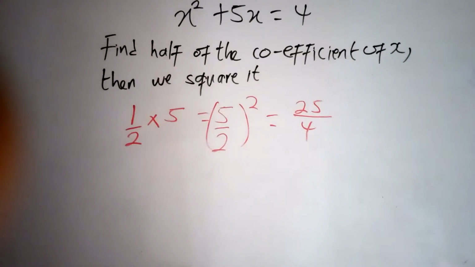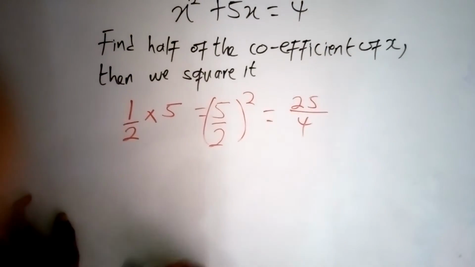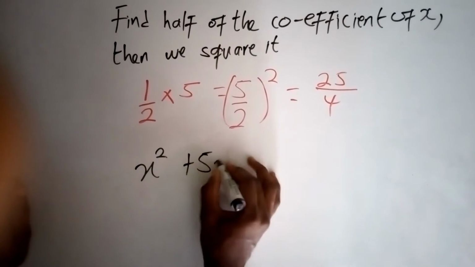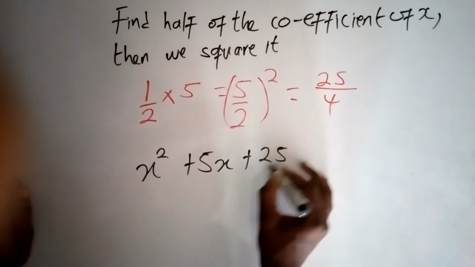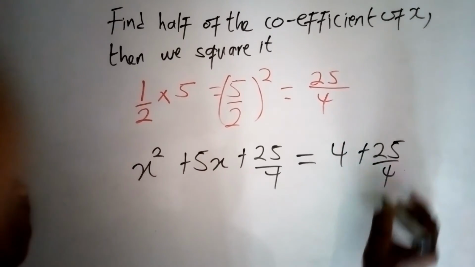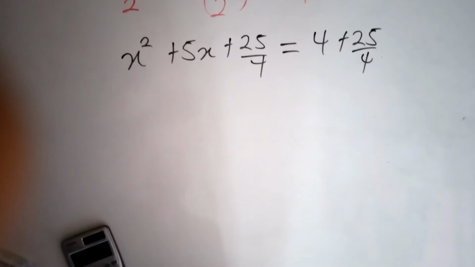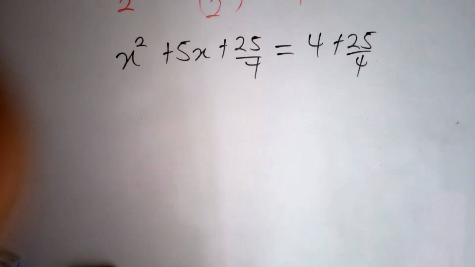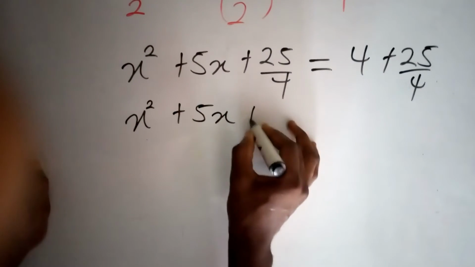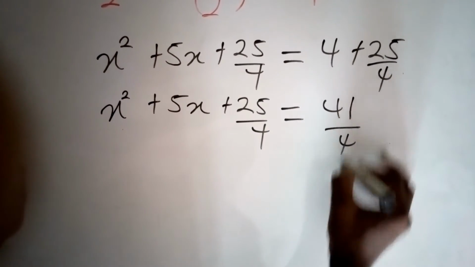Good. We are to then add this 25 over 4 to both sides of the equation. It means we are getting x squared plus 5x plus 25 over 4, equal to 4 plus 25 over 4. This gives us x squared plus 5x plus 25 over 4 equal to 41 over 4.